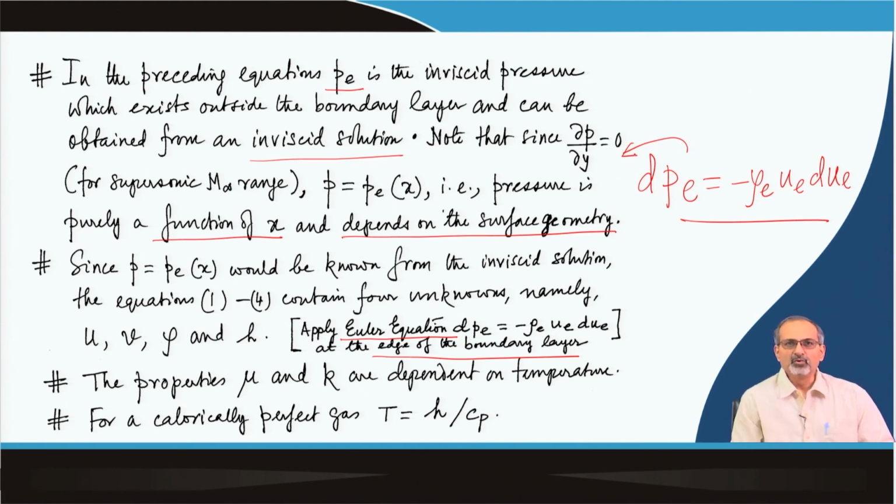The properties mu and k which lie in the equations are dependent on temperature, and for a calorically perfect gas, once you have the enthalpy solution, you can derive temperature from this relation where Cp is a constant.